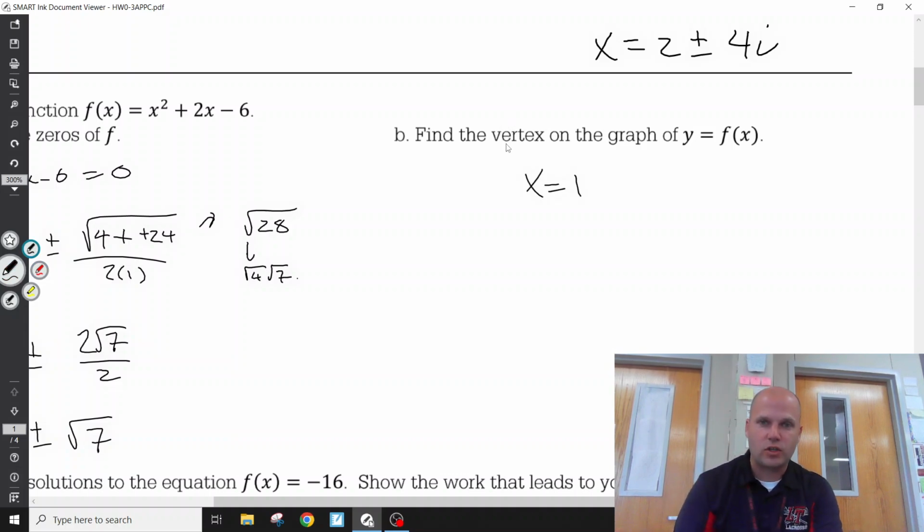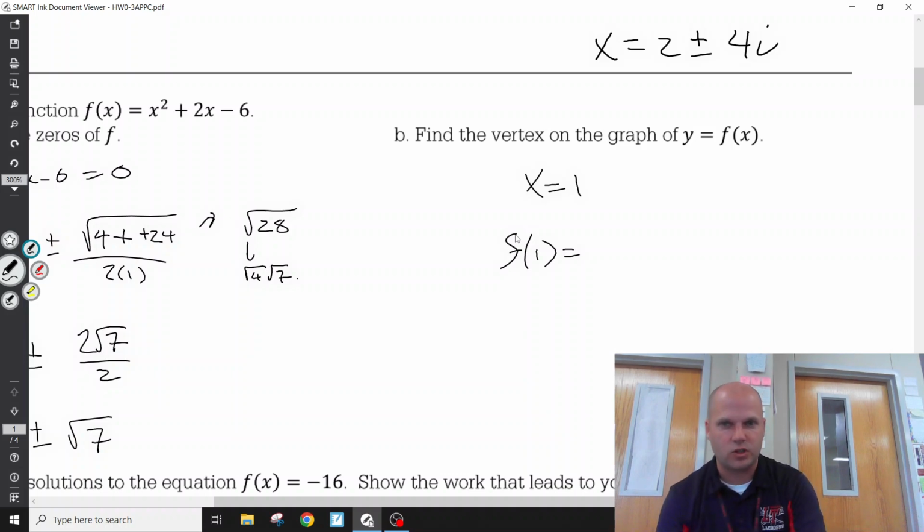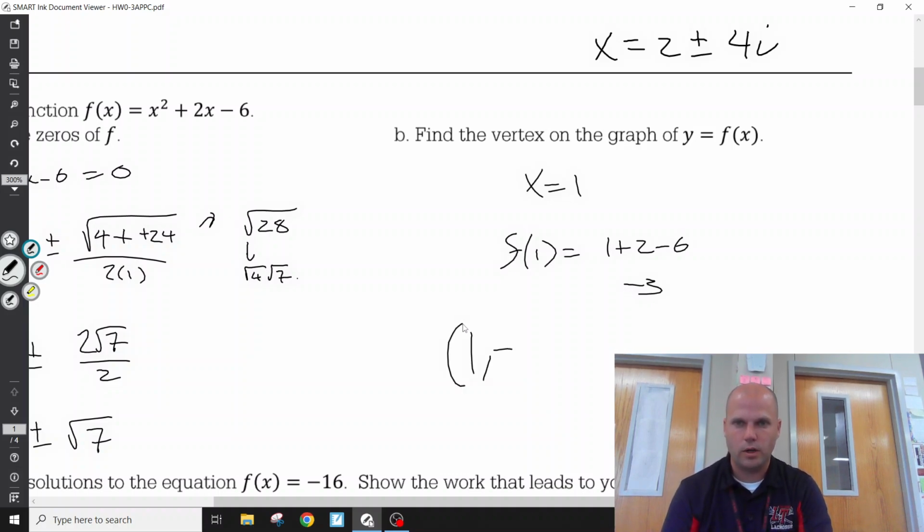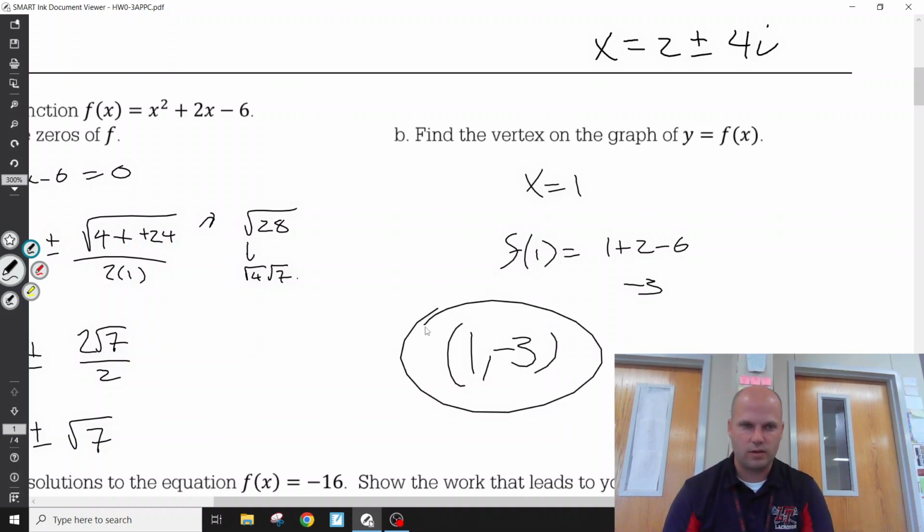We're asked to find the vertex, so we want to find the y coordinate as well. So this is where we're just going to plug in 1 to find the output of this quadratic. 1 plus 2 minus 6. 3 minus 6 is negative 3. So I got the point (1, negative 3), which is the location of the vertex.